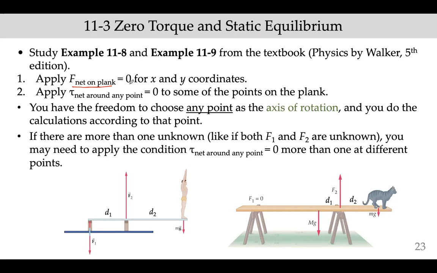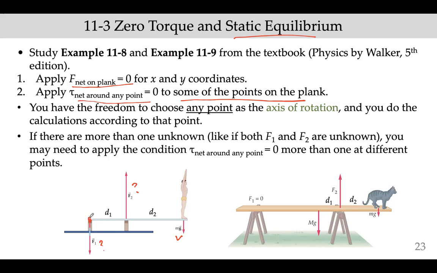This is for translation. Remember, static equilibrium meant no translation, not going anywhere up or down, left or right, and also no rotation. So you can use this net torque equals 0 at some of the points on the plank. Sometimes you have more than one force that you don't know. For example, let's say you know mg, but you don't know F2, you don't know F1, or maybe you don't know some of these distances. Then in that case you have to apply the second equation at different points.